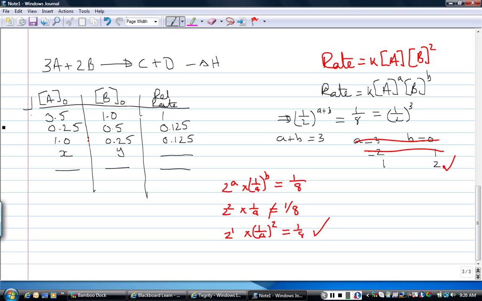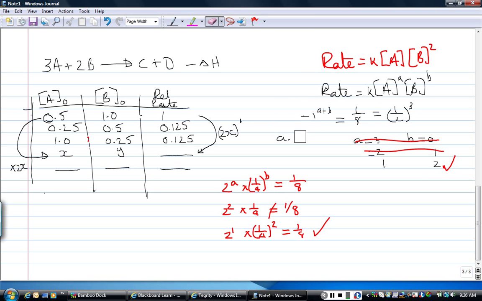This one. So what have I done to 0.5 to get x? And the answer is I multiplied 0.5 by 2x. Therefore, the reaction rate must have changed by a factor of 2x to the power of little a, which in this case is 1.